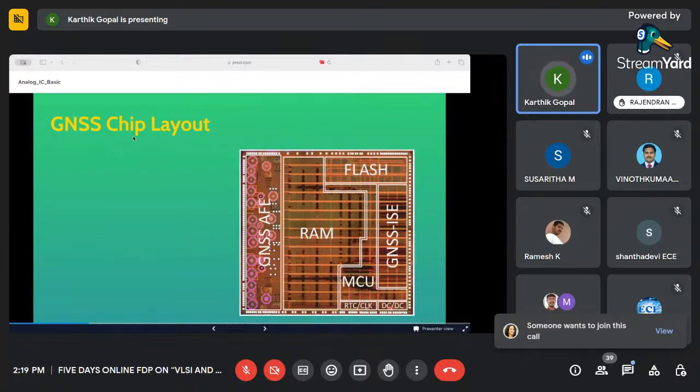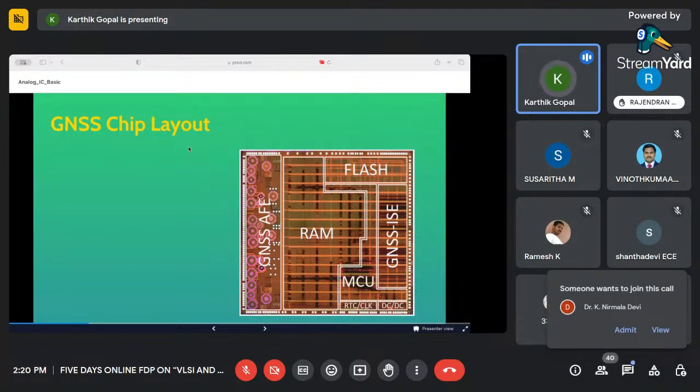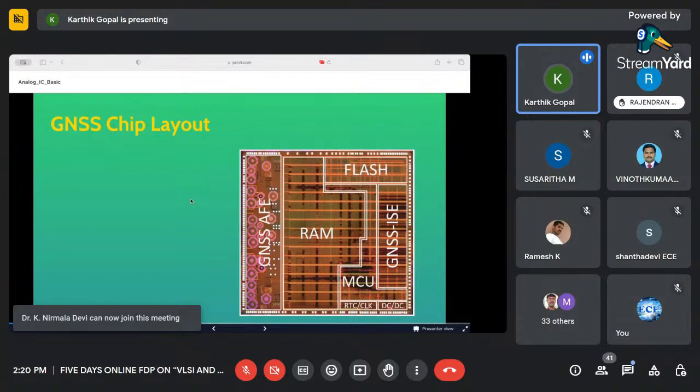Okay, so I have shown you multiple chips. So this is one of the chips, GNSS. So if you see, it is GNSS AFE. AFE is analog front end. So you see a lot of round things here, and there's a RAM, flash, and the Genesis IC, and MCU. It's a core unit. So if you see multiple rounds, right, these are all inductors. Right? So we might have seen inductors in the lab, which are very bulky.